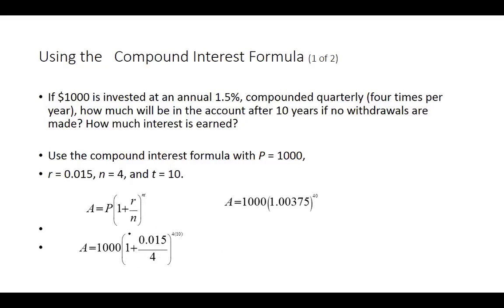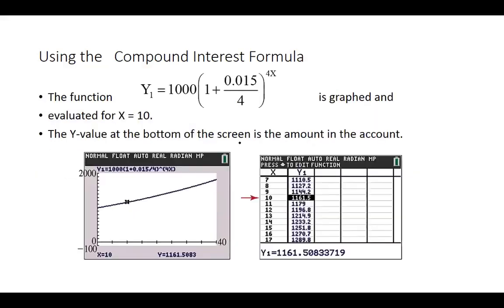It would be a good idea now, for those of you watching this later at home, to grab your calculator and see if you can come up with this same number inside the parentheses, and then raise it to the power of 40 multiplied by 1,000. You can see it would be about 1,161.51. So the interest earned, subtracted from 1,000, would be 161.51. We could use your graphing calculator to obtain the same result when you graph this function here and evaluate that x is equal to 10, and as you can see, you get a very close number.